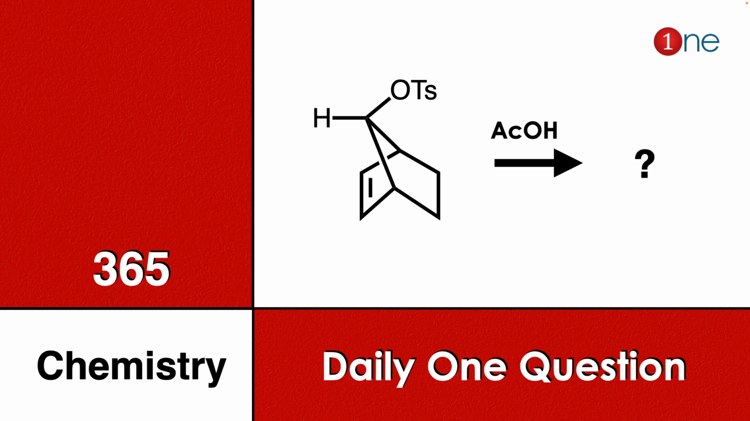Here a neighboring group system is given. You have an alkene and a tosylate and a hydrogen which is on the bridge. So the tosylate and alkene are trans to each other. You are doing the reaction with acetic acid. You have to find the final product.